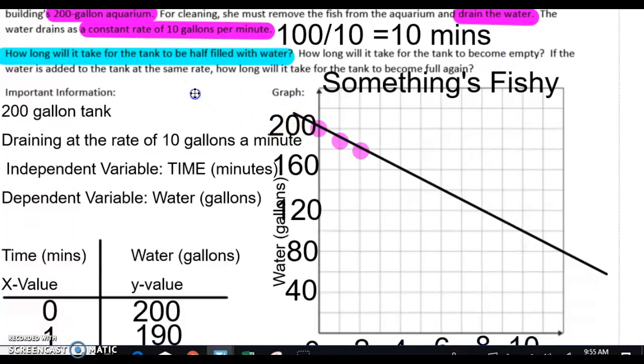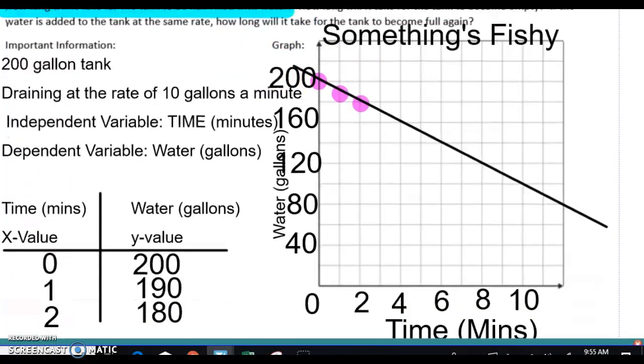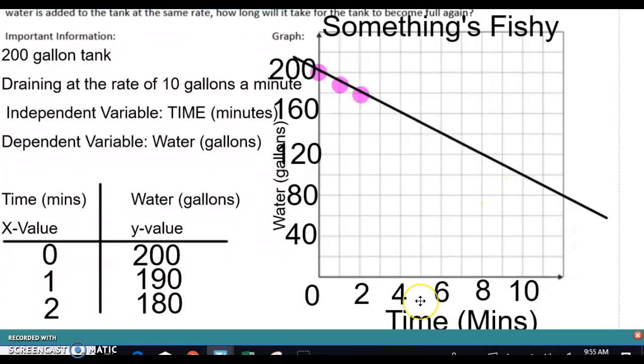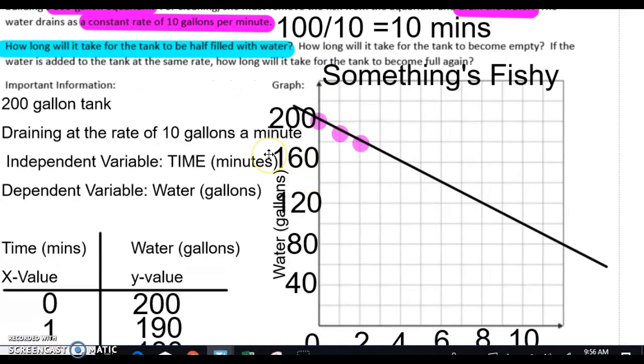Let's see if I look at my graph and see how accurate my graph is. Now, your graph might not always be accurate if you only have a couple points. So if I go over to 10 minutes and I go up, it should intersect my graph at 100 gallons, which mine does. So check your graph to see if yours also matches perfectly. You might find it might not, depending on how you put your points and drew your line in, but that's okay.